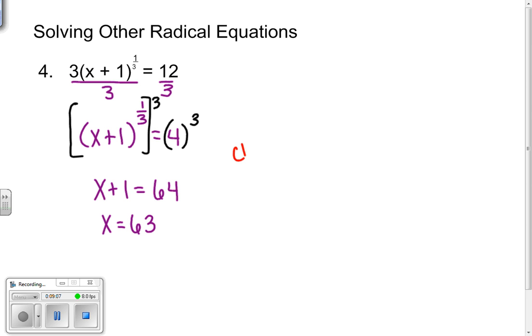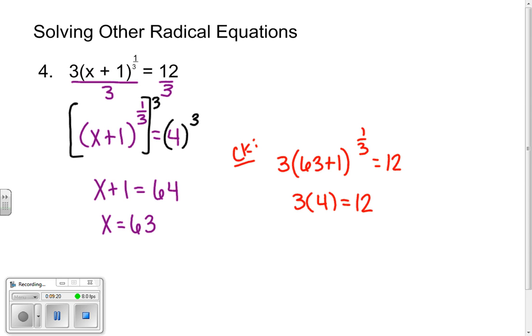I need to check it. 3 times 63 plus 1, to the 1/3, should equal 12. 63 plus 1 is 64, and the cube root of 64 is 4. So I have 3 times 4 equals 12, which does check. So the answer is 63.